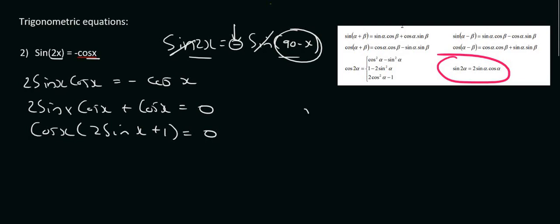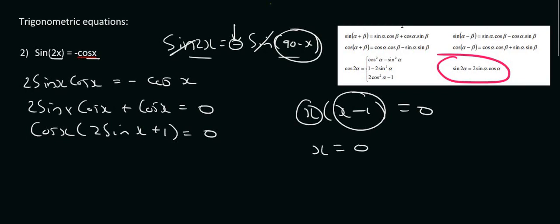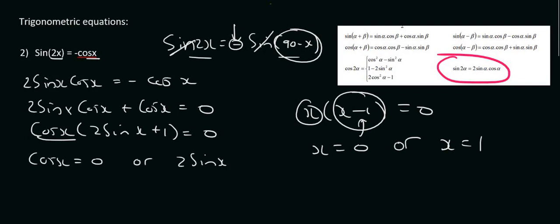Whenever you end up with a situation like this in maths, students are super good with this part, but they always panic when they see this. Guys, when you see that, it just means x is 0, or, and I know that you guys know how to do this one, x is 1. So this means that cos x is equal to 0, or 2 sin x plus 1 is 0, and so sin x would be equal to minus a half for this one over here.